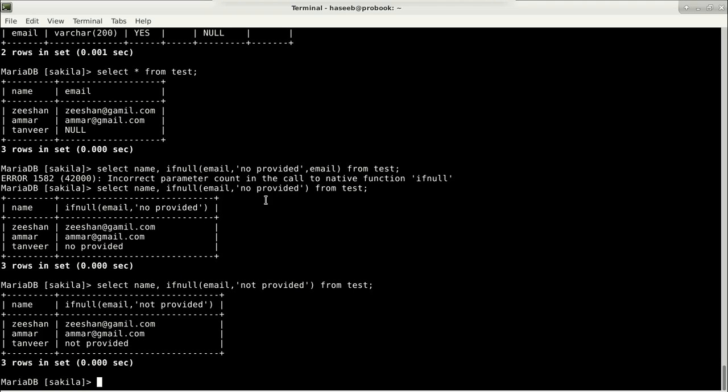Not provided. So this is how we can use the IFNULL function, and we can apply it on any column in which we know that null values are possible. Instead of displaying the null value or empty cells, I want to display a specific statement there. So we can use this function and write our specific value, whether it is a numeric value or a string value. So if the column value is null, it will print our provided value.